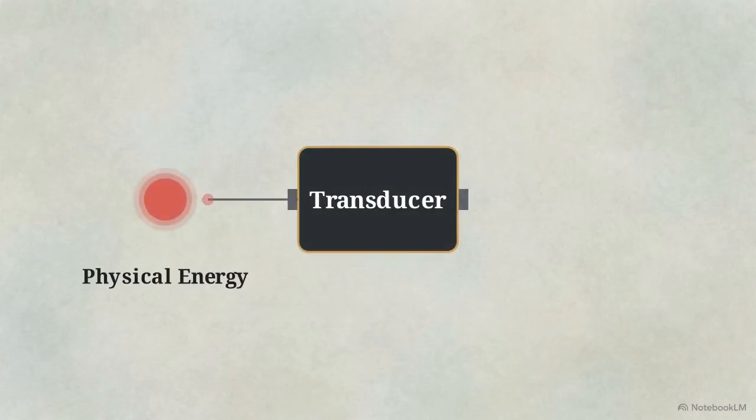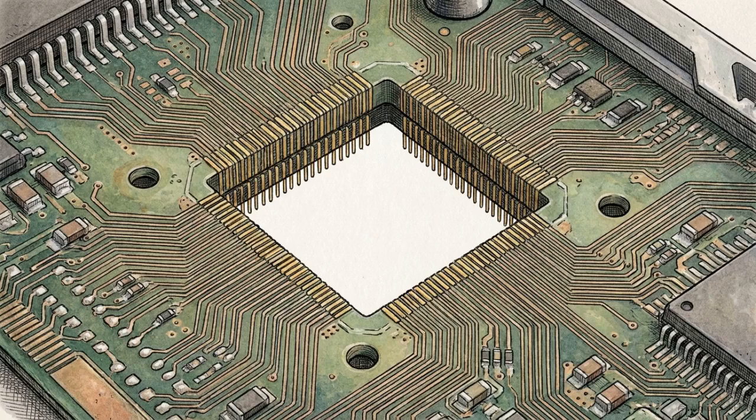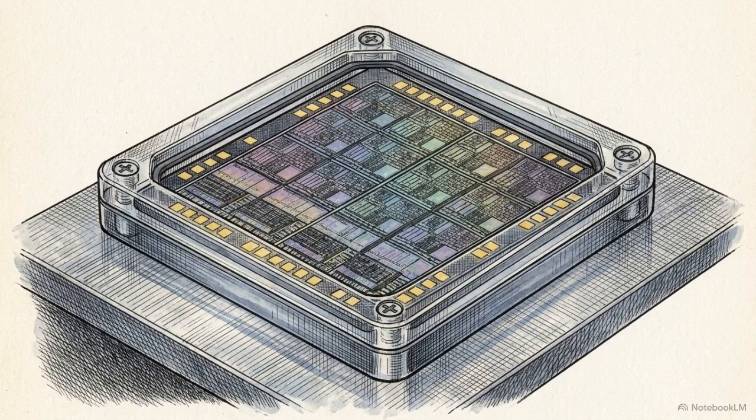This is the job of the transducer, a component that takes that physical energy and converts it directly into a readable electrical signal. Without this precise translation from a physical action into an electrical voltage, the entire digital computing revolution would be trapped inside a silicon box, totally unable to interact with the reality outside.